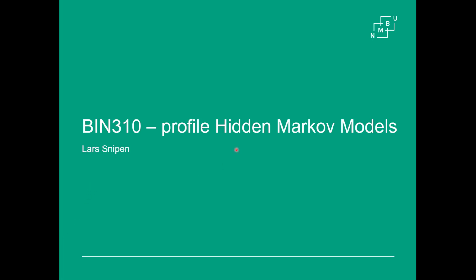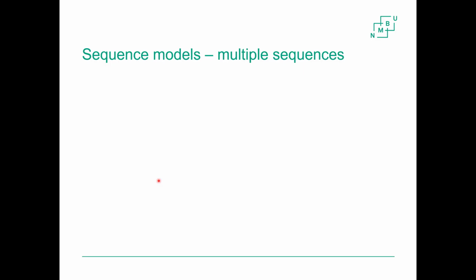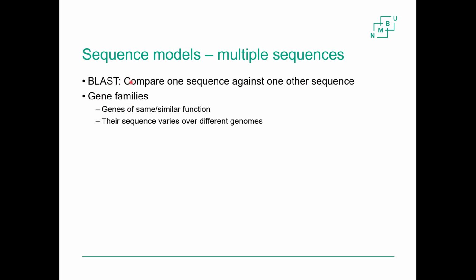Yes, let's have a look at profile hidden Markov models. So this is all about sequence models, which means we try to describe a subset of sequences. The data we start out with is always multiple sequences. And we can use BLAST to compare one sequence against another sequence, but that's really not what we are doing here. We are looking for gene families, which means we look at genes of same or similar function or sharing some common pattern.